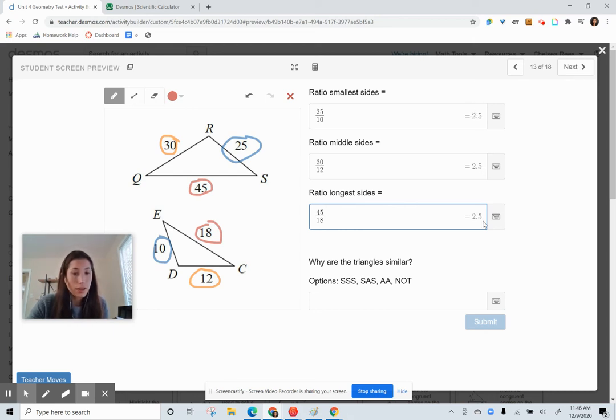That means these triangles have sides that are all proportional. So in the options of why they are similar, they have 3 sides that are proportional. That would be our reason, side, side, side. We just created ratios that all reduce to the same value.